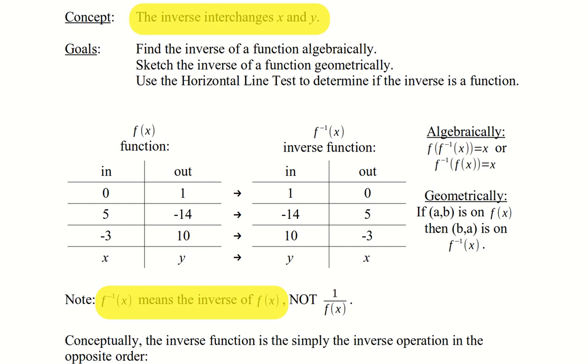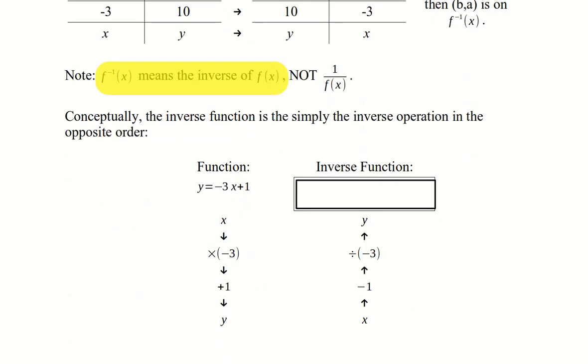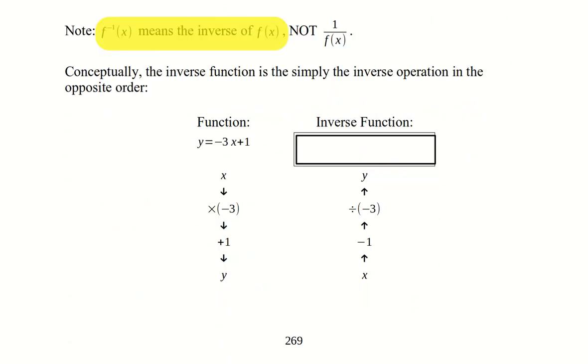So conceptually, what we're doing when we find the inverse is what we had been doing all semester, and that is we're doing the inverse operation in the opposite order. So for example, if we have a function, in this case y equals -3x plus 1, that tells us to do two things. It tells us to take the input x, multiply it by -3, and then add 1.